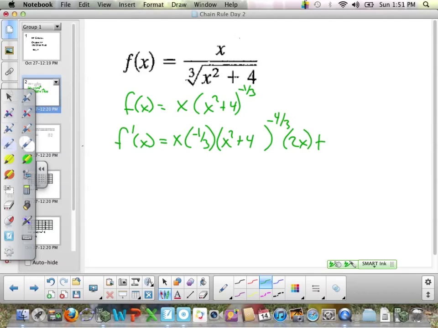plus the second function times the derivative of the first, which is 1. All right, that is the chain rule. Now there's some simplification that could be done here, but we're going to skip that for now.